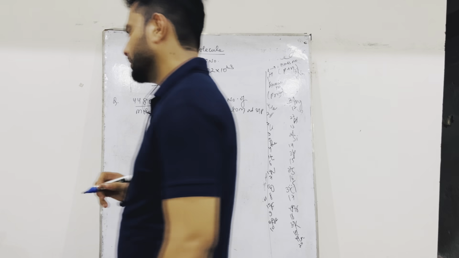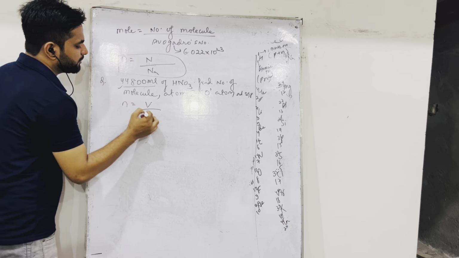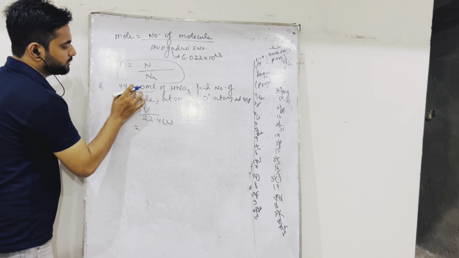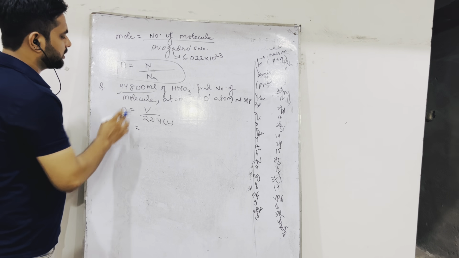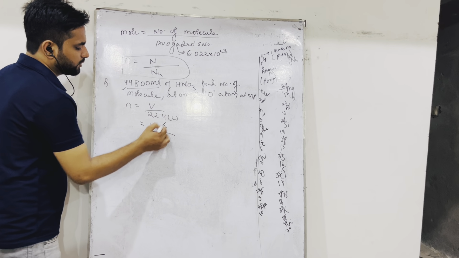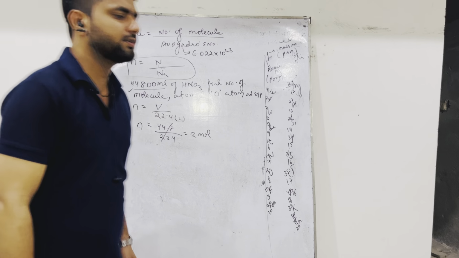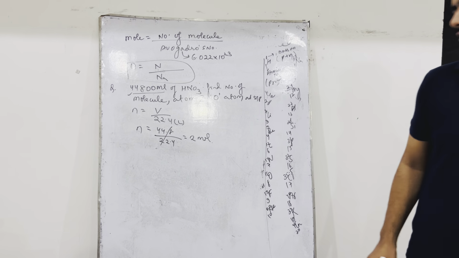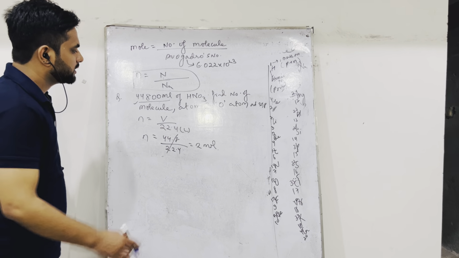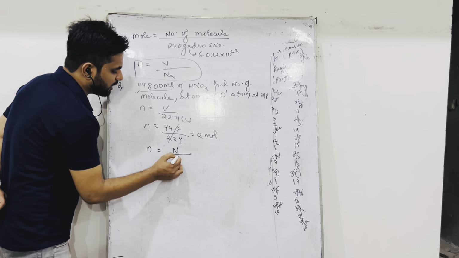Let me find the number of molecule. First you have to find mole. Mole n is equal to V upon 22.4 in liter. Then we have to put this in liter, that is 44.8 liter divided by 22.4. After dividing this, we will get 2 mole. And after this, we have to find number of molecule. n is equal to number of molecule upon Avogadro's number.